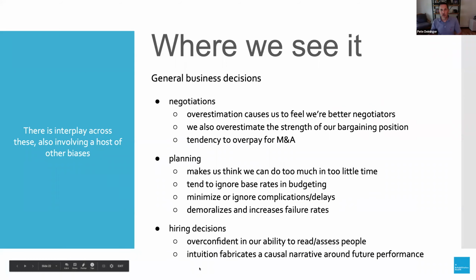And then more generally, in terms of overall business decision making, there are several categories where we do see this play out. We see it happen in the negotiation setting, where overestimation causes us to feel that we are better skilled as negotiators. We think that we have a stronger position. We're less likely to accept what would be a mutually beneficial agreement because we think that we are in the stronger position. And it also, as we mentioned earlier, creates a tendency to overpay for M&A, even though the evidence is there in terms of results and the success rate for M&A.